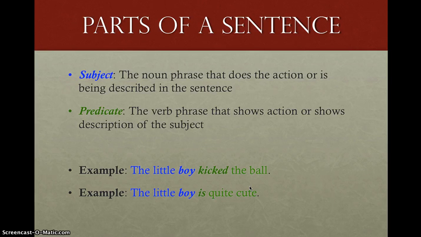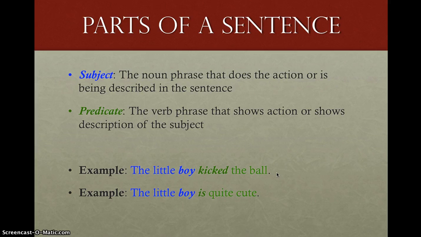Reminder, as always, the first thing you want to do is separate the subject from the predicate. The subject is the noun phrase that is doing the action or being described. With transitive verbs or any type of action verb, the subject is doing something. It's a person, place, thing, or idea that is doing an action. The predicate is everything that that person, place, thing, or idea does. So you've seen these sentences before. The little boy kicked the ball.